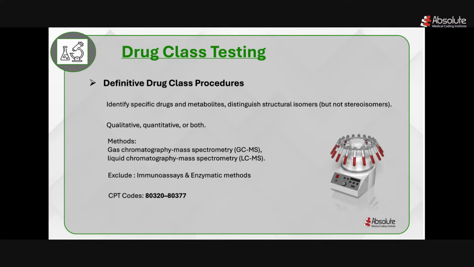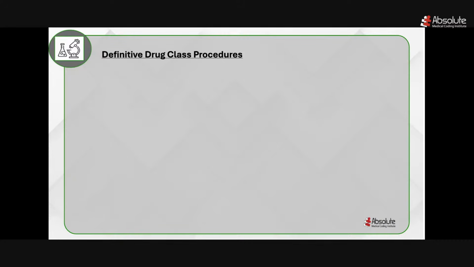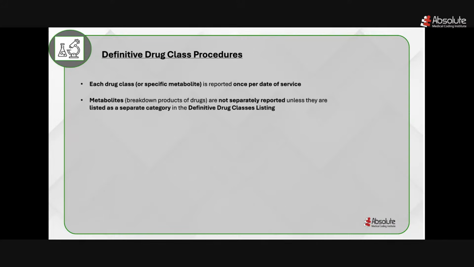All right, so that was all about definitive drug class procedures, and we have got some more guidelines to cover over here. Each drug class or specific metabolite is reported only once per date of service. The metabolites, which are the breakdown products of drugs, are not reported separately unless they are specifically listed as a separate category in the definitive drug class listing. Now, what is a definitive drug class listing? We will discuss that in the upcoming slides.